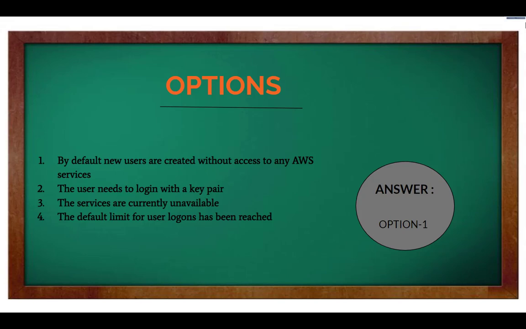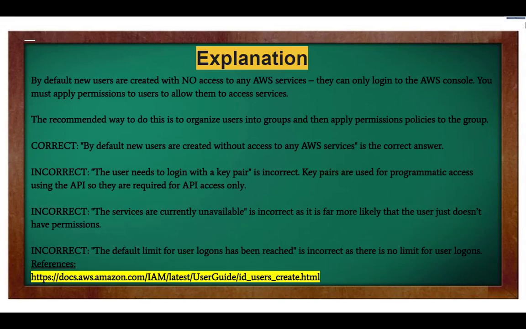Explanation. By default, new users are created with no access to any AWS services. They can only log into the AWS console. You must apply permissions to users to allow them to access services. The recommended way to do this is to organize users into groups and then apply permissions policies to the group. Correct. By default, new users are created without access to any AWS services is the correct answer.